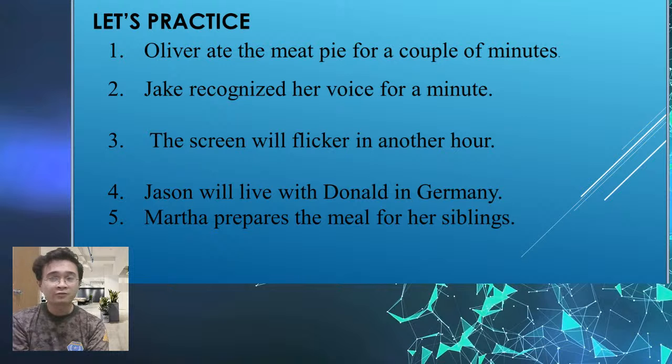What kind of verbs is this? Okay, later, after I read all of these 5 sentences, then we will check your answer. For number 2, Jake recognized her voice for a minute. Oh, okay, we have the verb here, recognized.